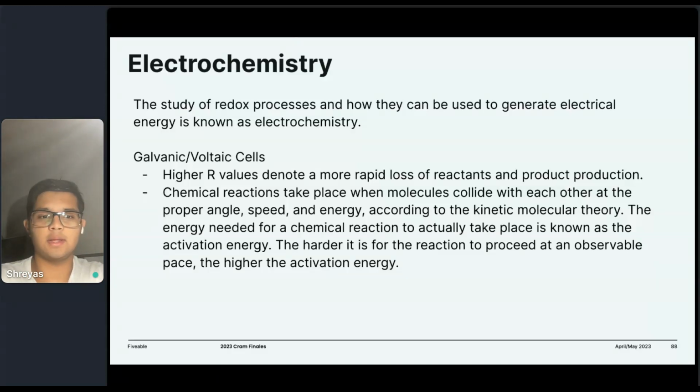Basically, it's a tank where we separate the negative anode and the cathode, and electrons go from the anode to the cathode.